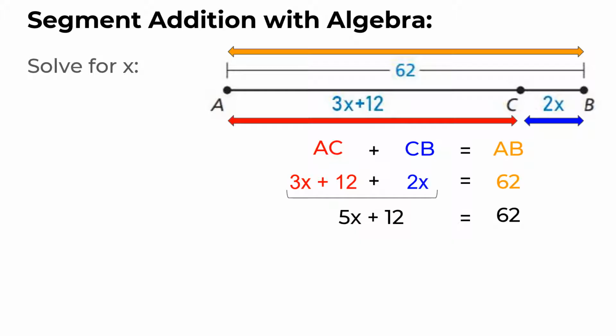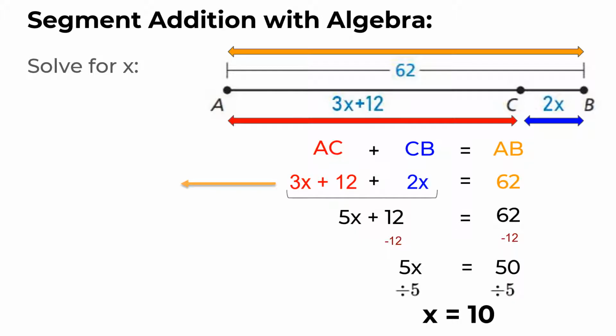Our next step in the process then is to remove all of the numbers one by one as much as we can from the side of the equation with our x's. We have to start with the 12. So we have to remove the 12, subtract the 12 from both sides. And now that we're left with 5x is equal to 50, our last step in this process, since 5 is being multiplied to x, we use the inverse operation, divide both sides by 5, we'll find that x is equal to 10.